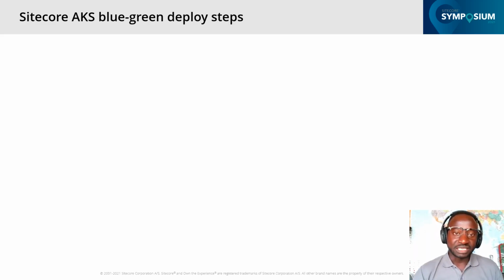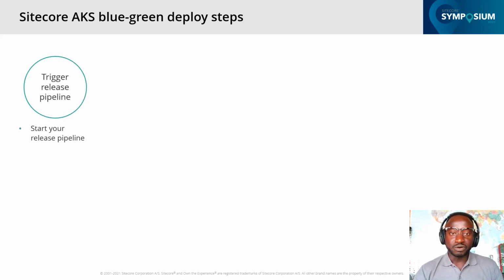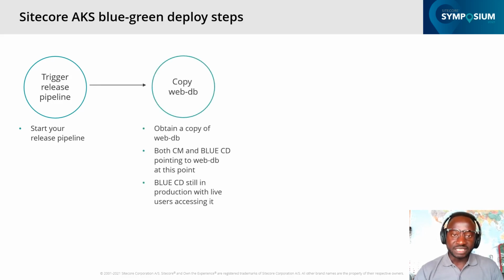So let's summarize the steps we've discussed. First of all, we trigger our release pipeline process. The first thing we do is to make a copy of the WebDB. This is for content-safe deployments. At this point, both the CM and the blue CD are pointing to the original WebDB, and the blue CD is still in production with our live users accessing it.